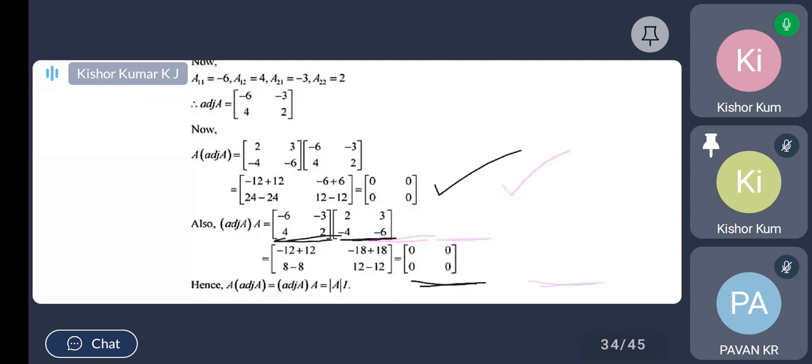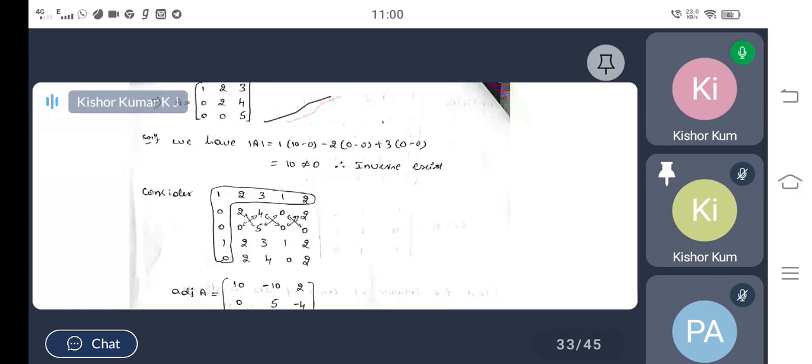Now by this, we can easily write A into adjoint of A. Solve the question. So from question number 7 to 11, what are the problems? First, say student, whatever the inverse they are asking, whatever the problem you have, just find the determinant value first. If the determinant of A is not equal to 0, then only the inverse exists.